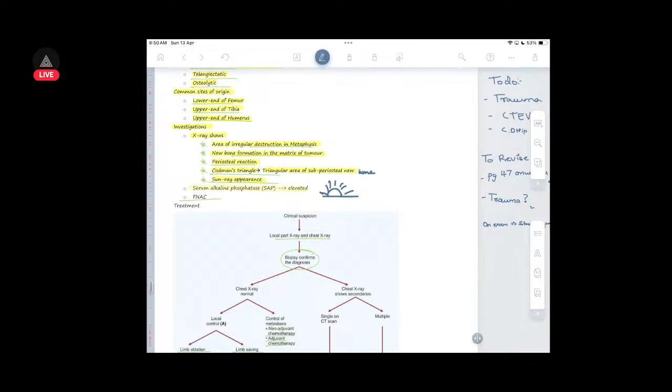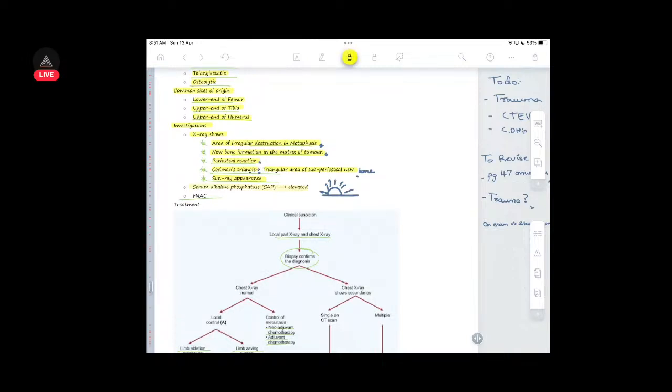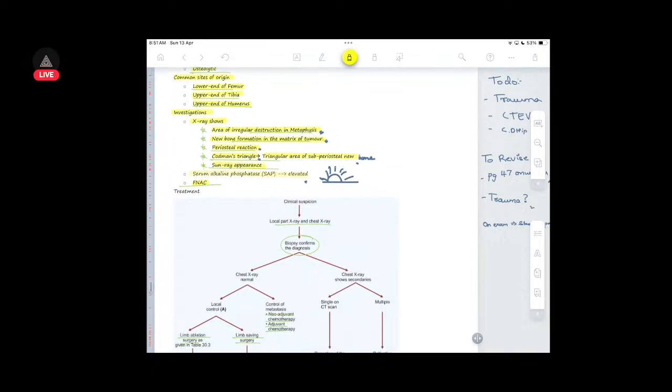Irregular destruction. New bone formation in the matrix of the tumor. Periosteal reaction, Codman's triangle leading to new bone. Okay, then you have serum alkaline phosphatase, SAP, which will be raised, and you can do fine needle aspiration cytology.